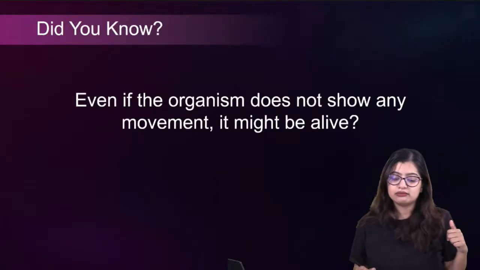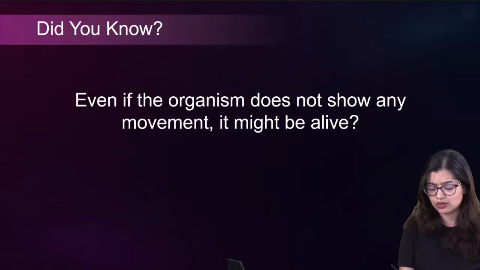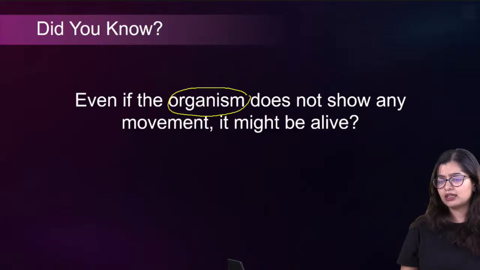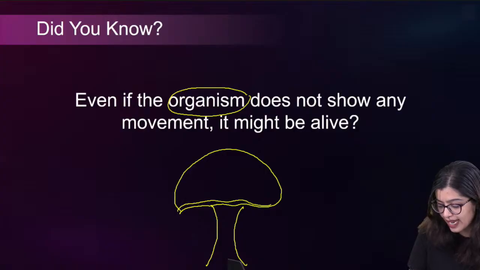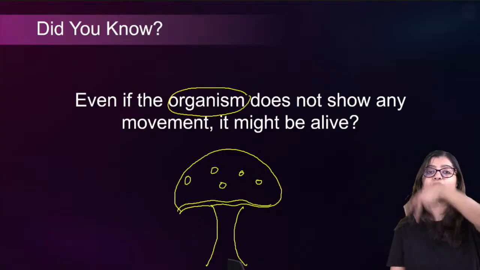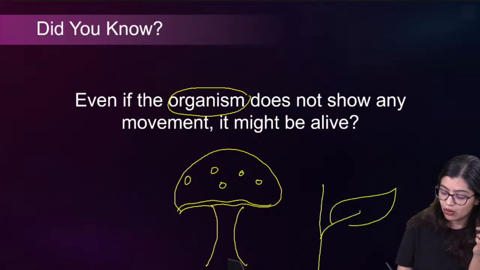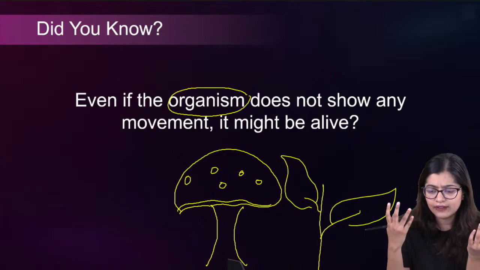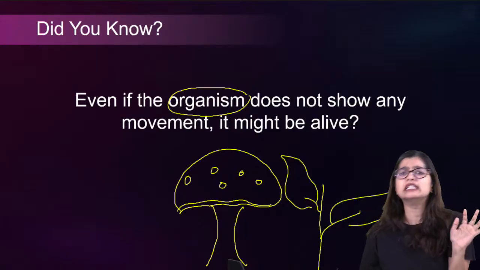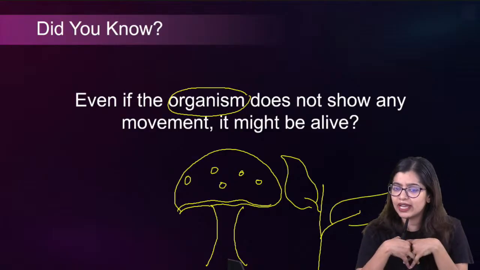Now, what if there is a living organism and it is not moving, right? For example, we have a mushroom. Do we see mushrooms moving around? Do we see mushrooms walking from one place to another? Or if you look at plants, do we observe them going from one place to another? No, right? We don't observe plants walking around in search of food or to meet their friends. We don't see things moving around.